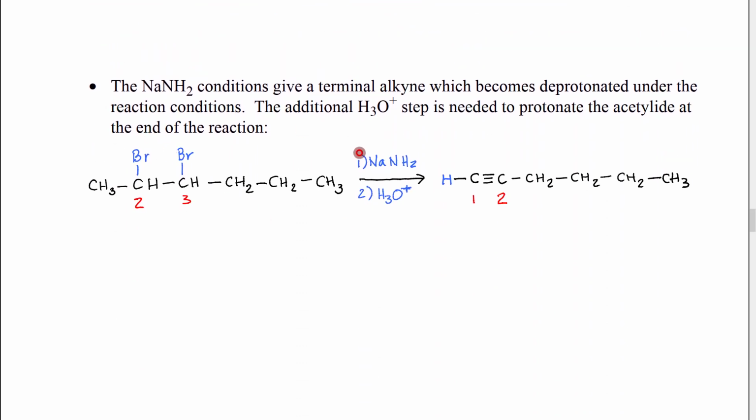The sodium amide conditions give a terminal alkyne. The terminal alkyne becomes deprotonated under the reaction conditions. As we discussed, we add in a hydronium step and protonate the acetylide that's formed. So at the end, we get essentially 100% of the alkyne between carbons 1 and 2. However, it should be pointed out that we get the alkyne between carbons 1 and 2 regardless of where the halogens were. So for example, in this example, the halogens are on carbons 2 and 3, but the alkyne is between carbons 1 and 2.